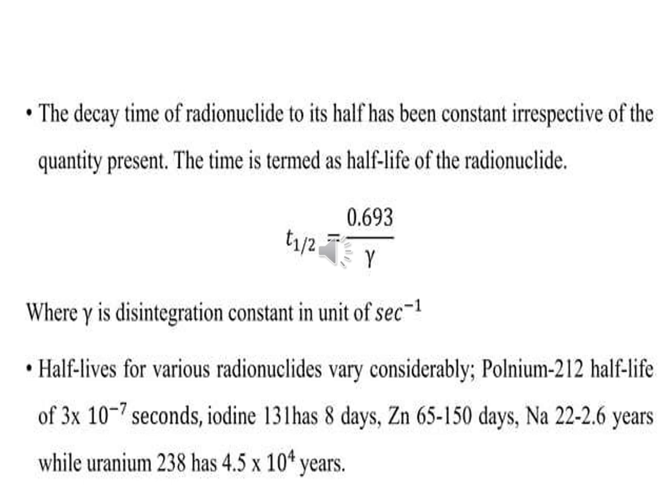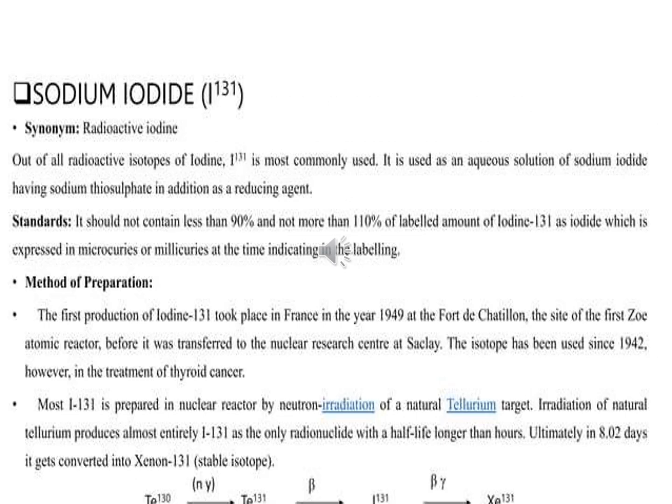Polonium-212 has a half-life of 3 × 10^-7 second. Iodine-131 has 8 days. Zinc-65 has 150 days. Sodium-22 has 2.6 years, while uranium-238 has 4.5 × 10^9 years. So, next monograph: sodium iodide.